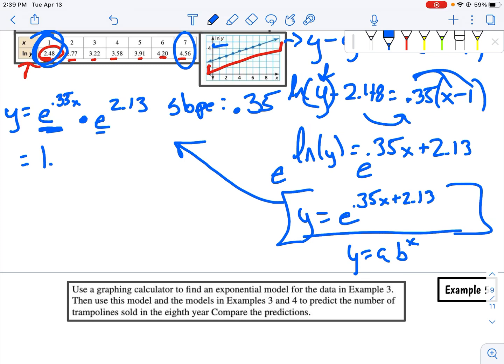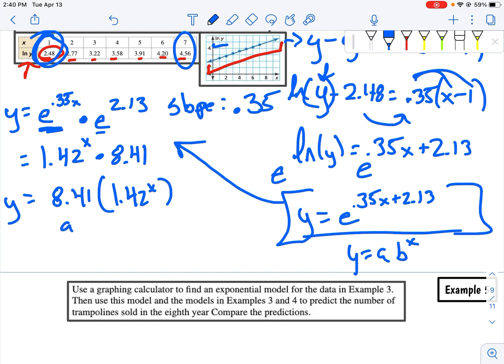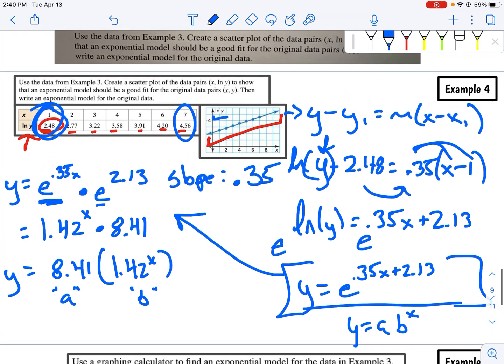If we simplify here, e to the 0.35, we get 1.42 to the x. e to the 2.13 is 8.41. And there we have it with our a value and our b value.